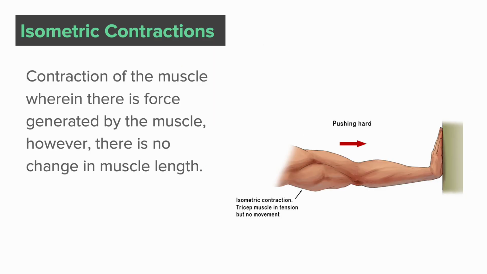Isometric contractions are contractions of the muscle wherein there is force generated. However, there is no change in muscle length. An example of this is pushing against the wall.